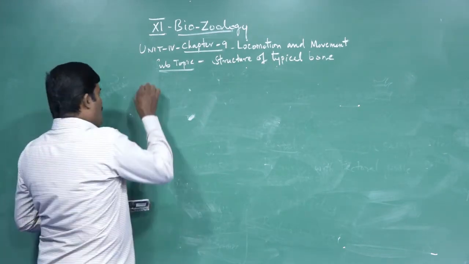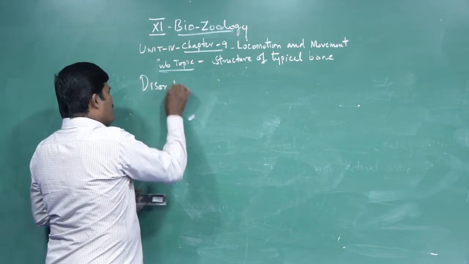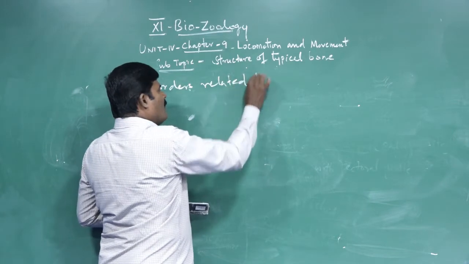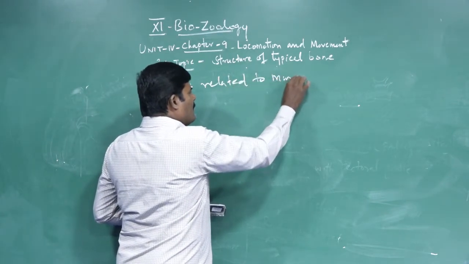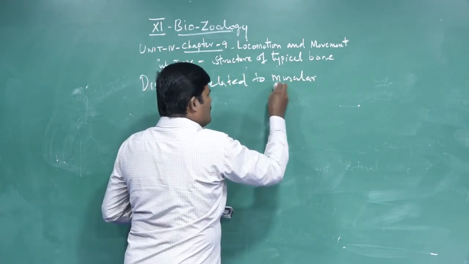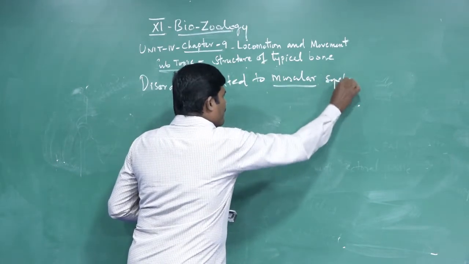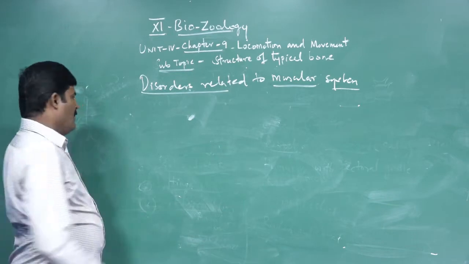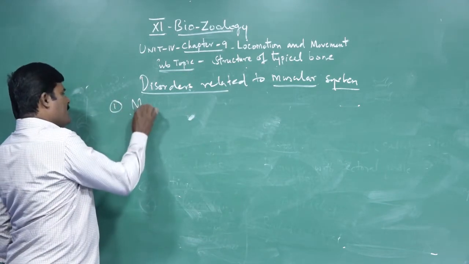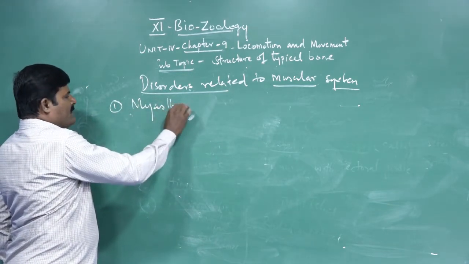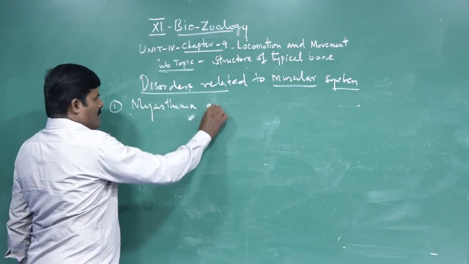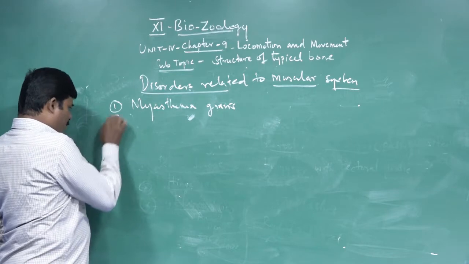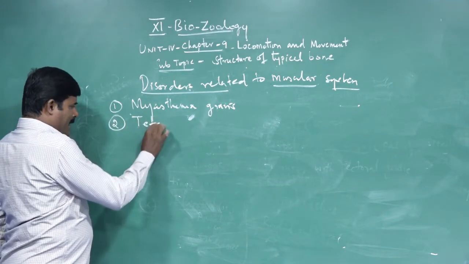So that is, particularly, disorders related to the muscular system. The first kind of disease is myasthenia gravis. The second type of disease, tetany.